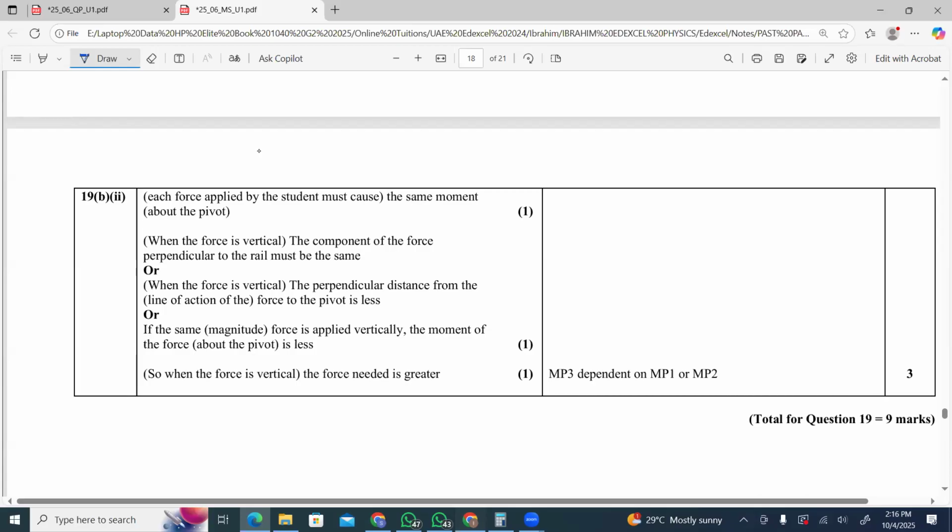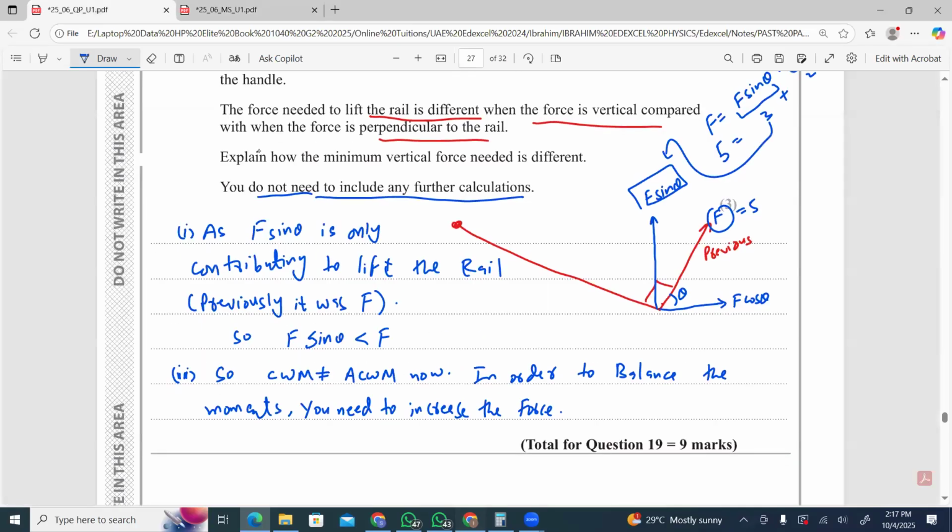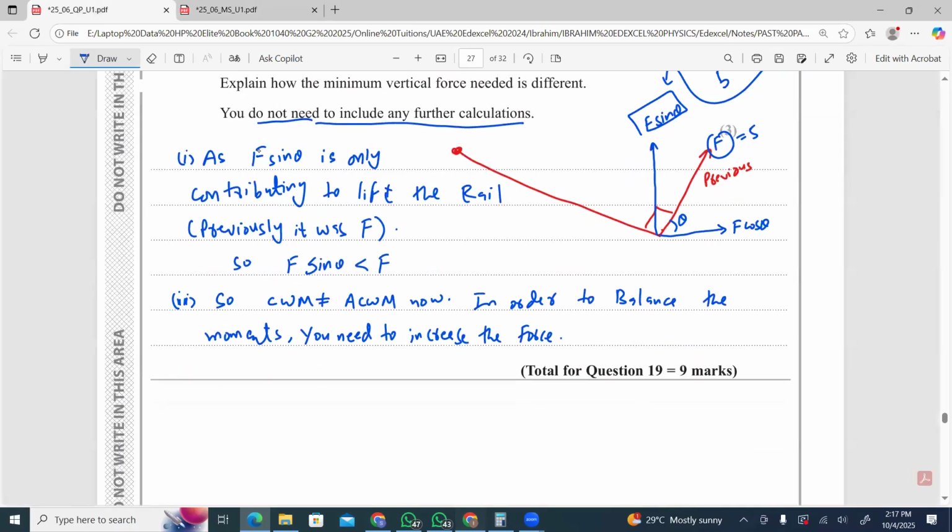Yeah, okay. So that is something that I've written, because you are taking the vertical component. Because of that, your force or your moment will become less, right? Because sine theta is less than the F. So because of that, you need to have a greater force to be applied. Okay. So I think this is the answer to the question.